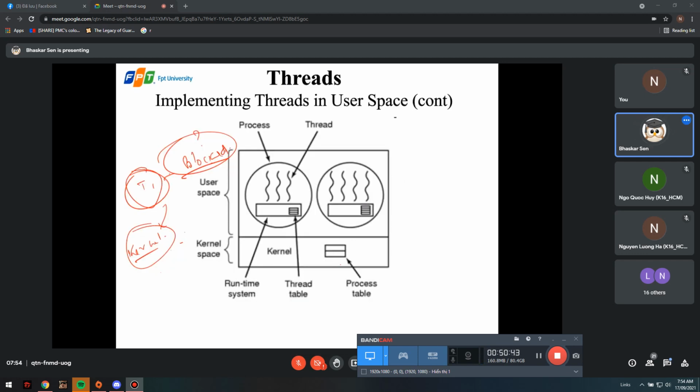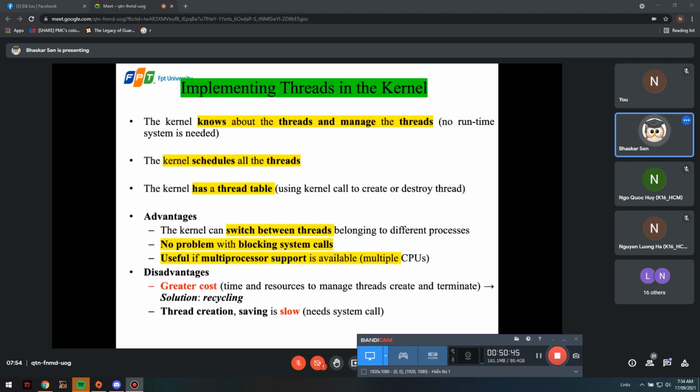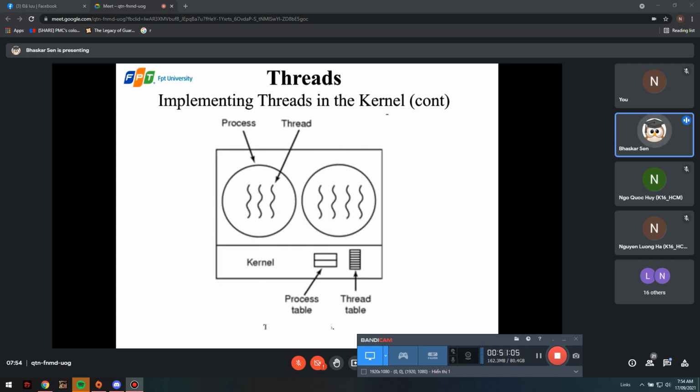That's the problem. So we move on to implementing threads in the kernel mode. If you implement threads in the kernel mode, then definitely you don't have to worry about anything, because now you have basically handed over everything to the kernel. As you can see, the JRE is not involved. Everything is still being controlled by the kernel.